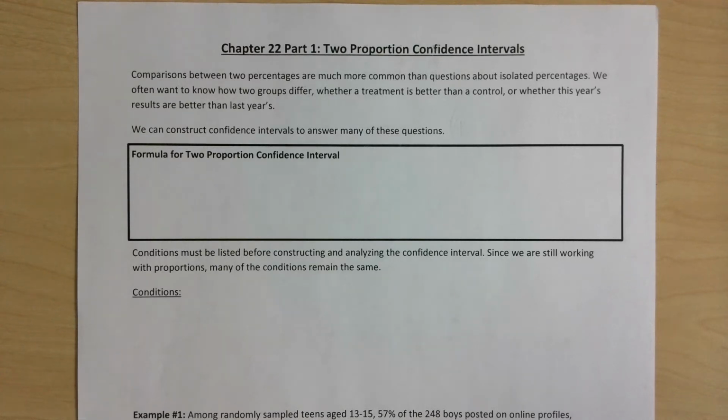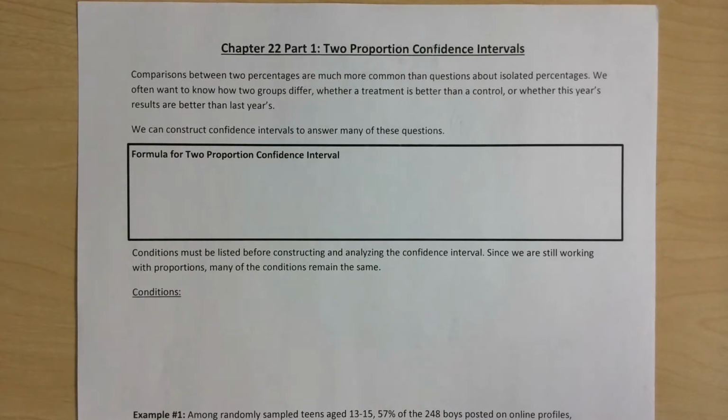Chapter 22, Part 1. In this section, we will look at confidence intervals, but for two proportions. Comparisons between percentages are often more common than questions about just one proportion. We often want to know how two groups differ, for example, whether a treatment's better than the control, or whether this year's test results are better than last year's.